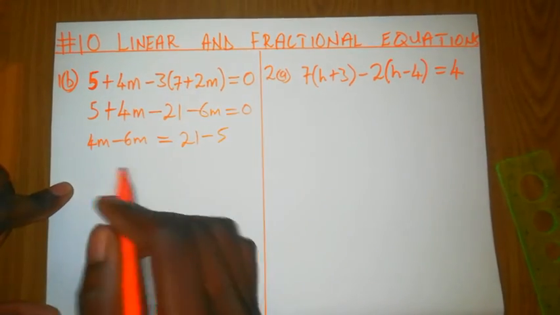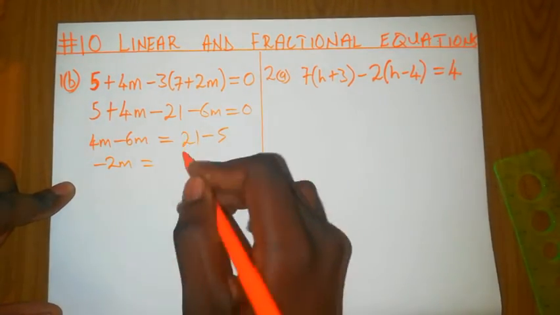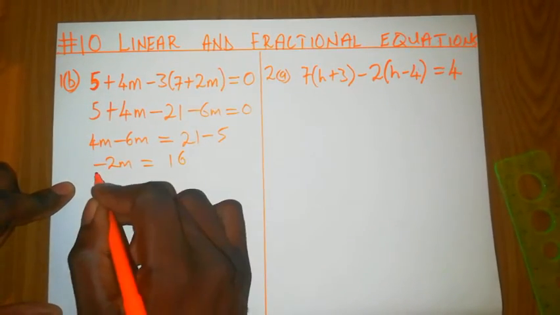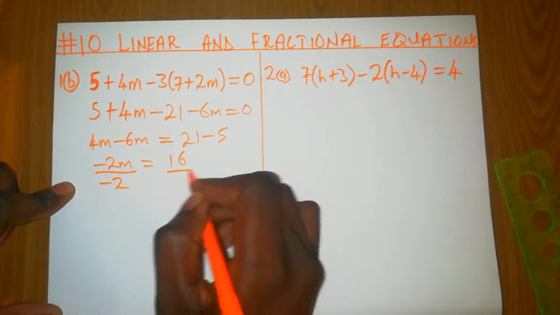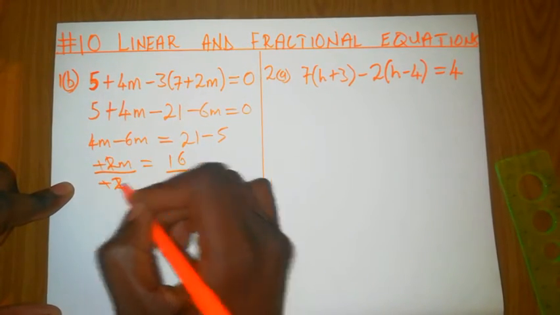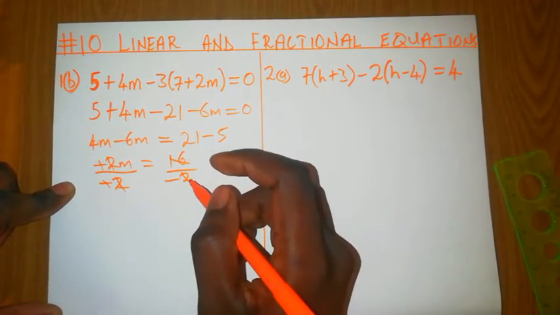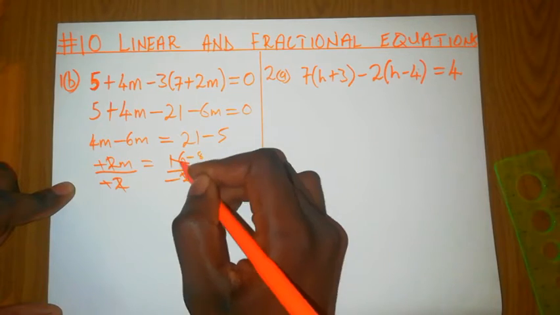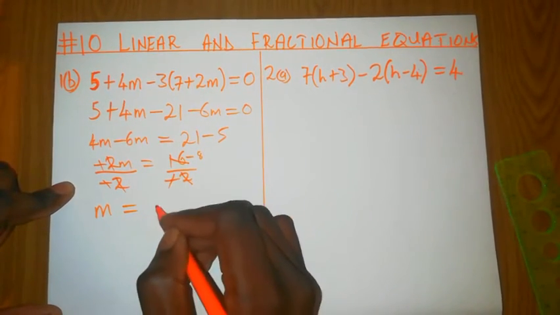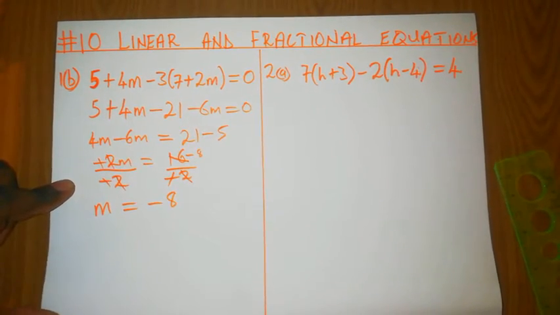that 0 is useless. So negative 2m is equal to 21 minus 5, that's what? That's 16. Then I'll divide both sides by negative 2. Then I'll cancel out 2. I didn't cancel that negative, so I'm going to obtain negative 8 there. So therefore, m is equal to negative 8.